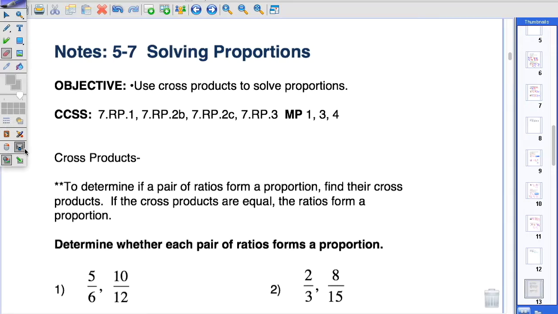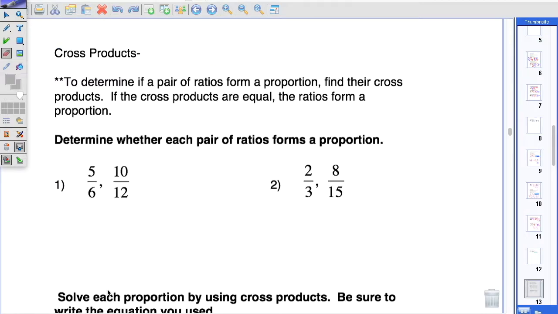This is notes 5-7, solving proportions. The objective is to use cross products to solve proportions. The Common Core state standards are listed in the mathematical practices. The first thing we have is cross products. It says to determine if a pair of ratios form a proportion, you find their cross products. If the cross products are equal, the ratios form a proportion.